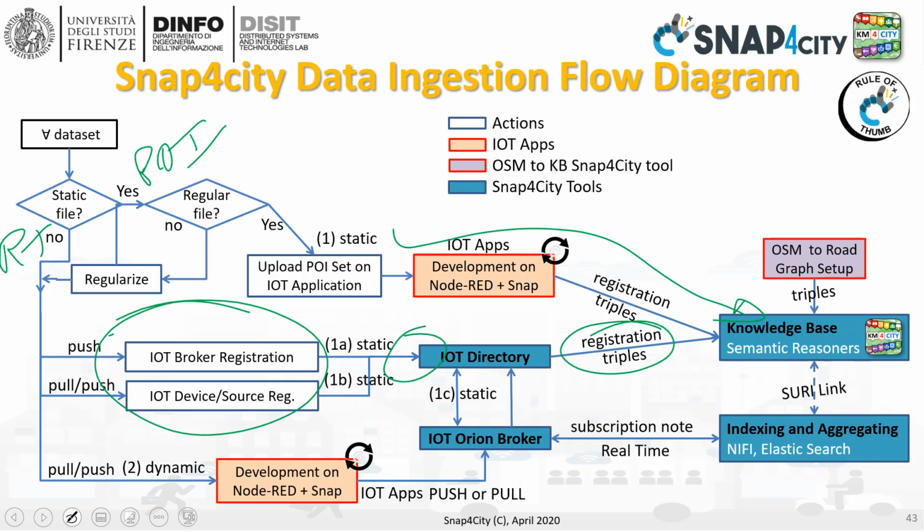While the information regarding the dynamic data is connected directly by using the Node-RED or IoT brokers directly to ingest this data autonomously. So it is a very clear mechanism that will be better clarified later.